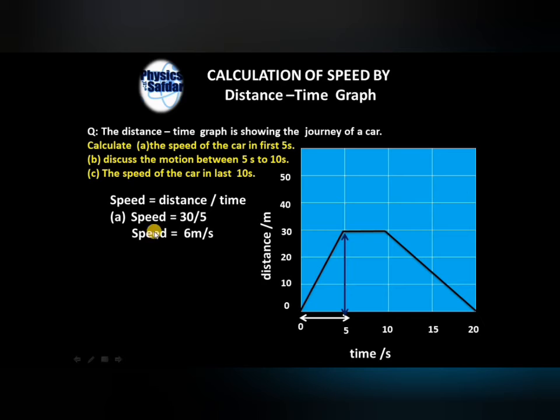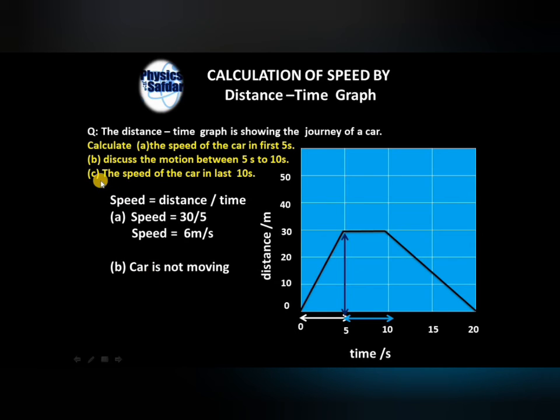The next part, discuss the motion between 5 to 10 seconds. In the graph, it is showing this interval 5 to 10 seconds. And here we have a straight line which is parallel to the time axis that shows the object is not moving or at rest. So here no need to calculate anything. You will write the answer directly. In part B, the car is not moving, or the car is at rest.